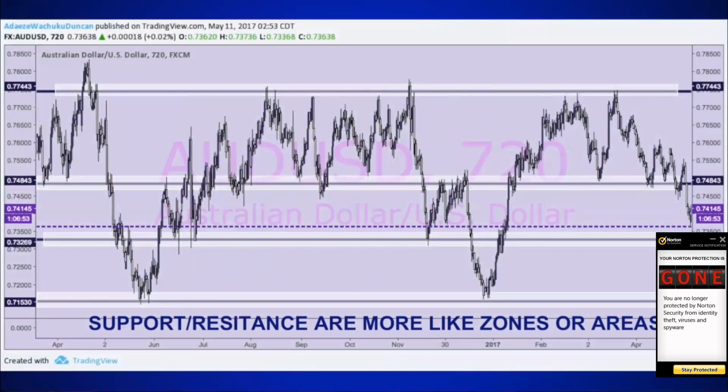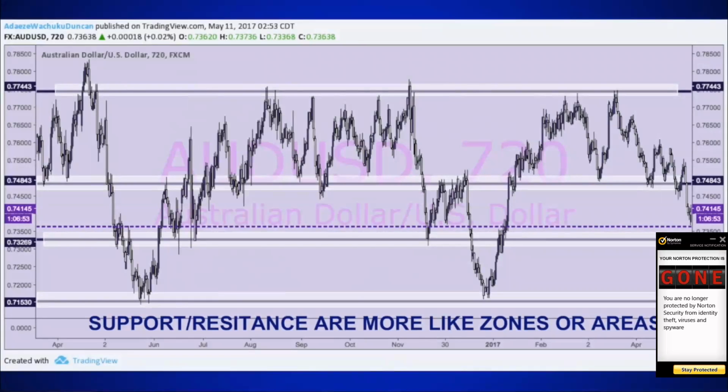Something else you want to keep in mind in regards to support and resistance zones: they're not like this perfect little line that you draw where price has to come and touch this perfect little line. They're more like zones or broad areas. The reason I have them drawn as zones is because not everybody is going to be looking at the exact same place, but they're all going to be looking around the same area.